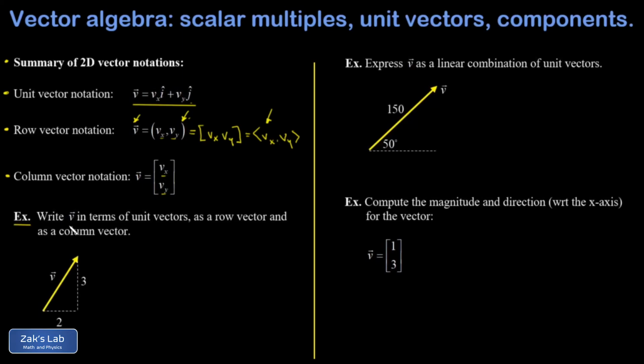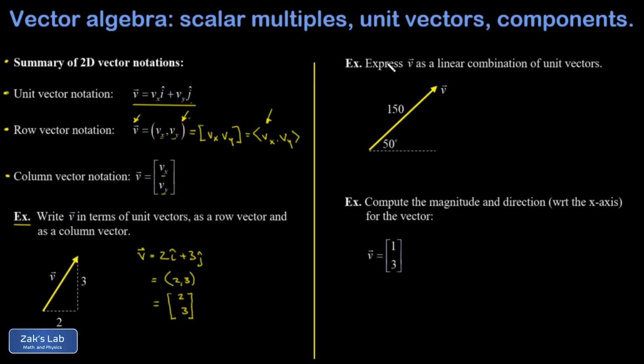In our example, we're asked to write this vector v in terms of unit vectors, and then as a row vector, and then as a column vector. So this v is going to be 2 i hat plus 3 j hat. Or as a row vector, it's just a list of numbers, 2, 3. Or as a column vector, I prefer to use brackets for those. It's just the number 2 and then the number 3 on the bottom, and wrap it in brackets.